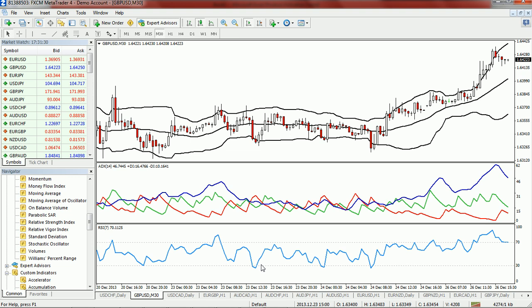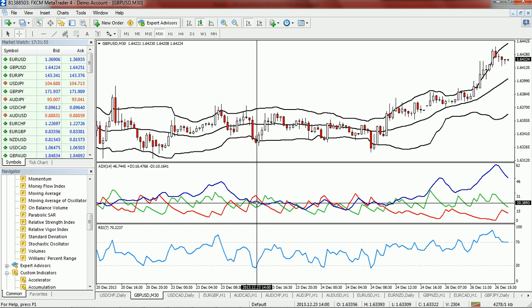So the first rule is the RSI should cross the 30 level from below, the actual ADX indicator should be less than 32, and the candlestick should close down below the Bollinger Band. That means it should cross the Bollinger Band, and it should close down.